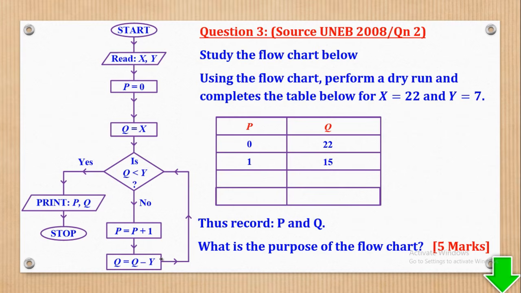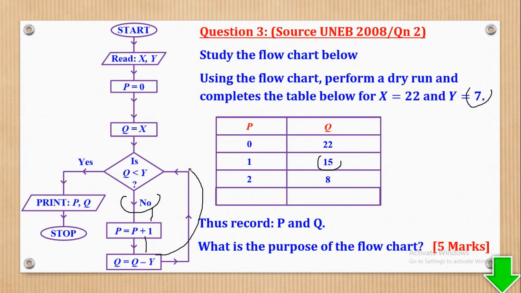Then from here it takes us back to the decision. The decision says, is q less than y? Now q is 15, y is 7. So is 15 less than 7? No. Now because it is no, the no option takes us to the part where we have to increment p by 1. So incrementing 1 by 1 gives you 2. Then from here go to where q becomes q minus y. So 15 minus 7 gives you 8.